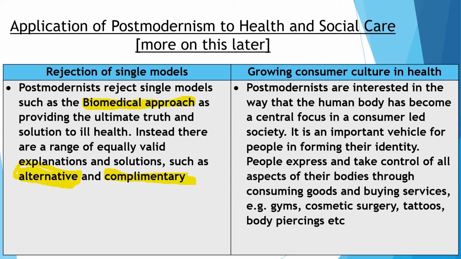So when you're thinking about your setting, does your setting offer any alternative forms of treatment or care? Now, the growing consumer culture in health: postmodernism is interested in the way the human body has become the focus of consumer-led society. So the idea that we form our identity based on consumer choices, by what we buy, what we wear, things like cosmetic surgery, tattoos, body piercings. Again, that could be one thing to think about with your GP: do they offer any elective treatments or any support for elective treatments? It could be things like going through gender changes. So again, anything about how we shape ourselves, does your GP link to that?